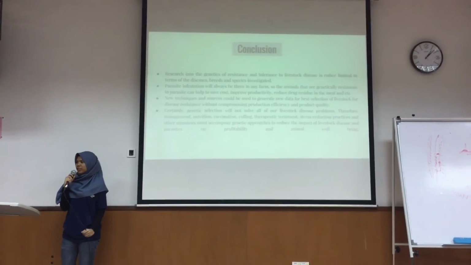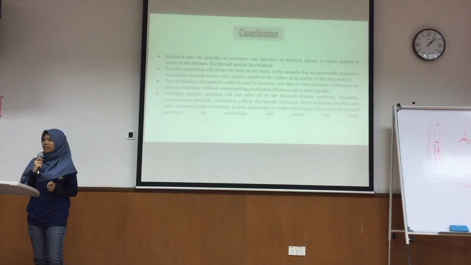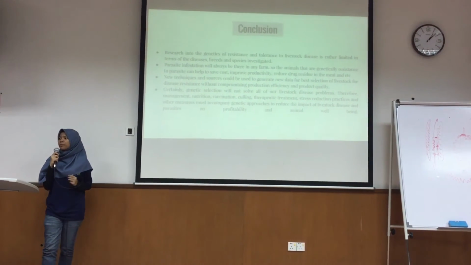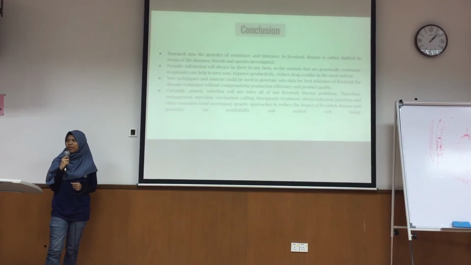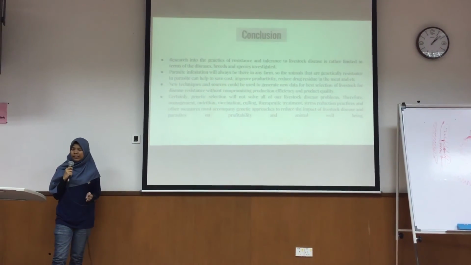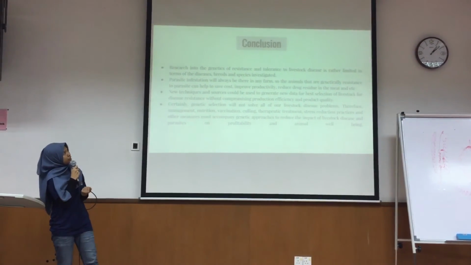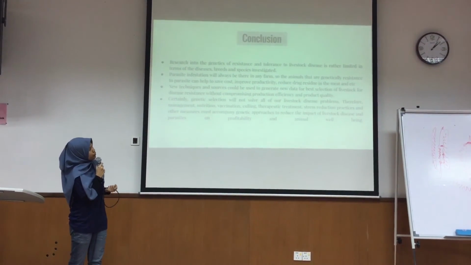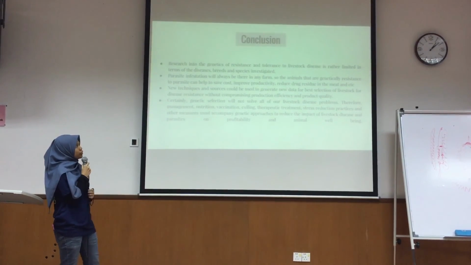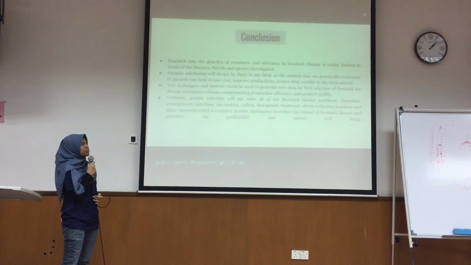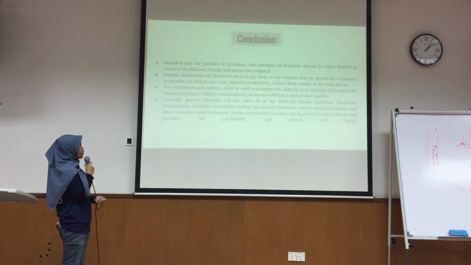So as a conclusion, research into the genetics of resistance and tolerance to livestock disease is rather limited in terms of diseases, breeds and species investigated, and parasite infestation will always be there in any farm. Animals that are genetically resistant to parasites can help to save costs, improve productivity, and reduce drug residue in meat and so on. New techniques and sources could be used to generate new data for the best selection of livestock for disease resistance without compromising production efficiency and product quality.